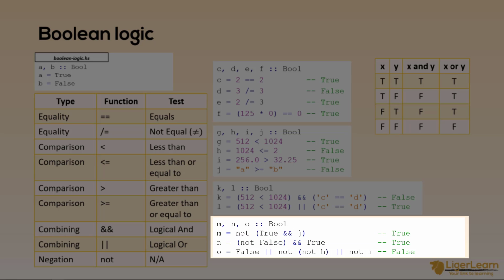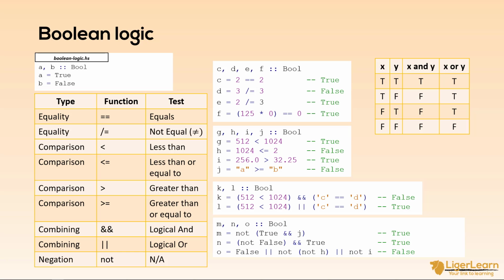O is equal to False, or not H, or not I. So we know H is false, and so not of H will negate false to true. And we know I is true, and if we not that, we get false. So this expression is false, or true, or false. And so the result will be that O is equal to true. That's it for Boolean logic.